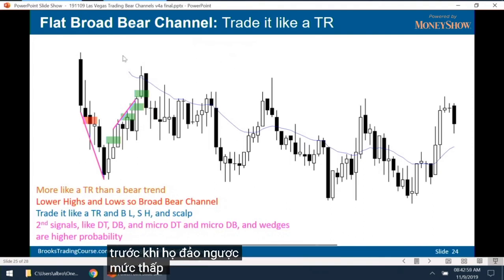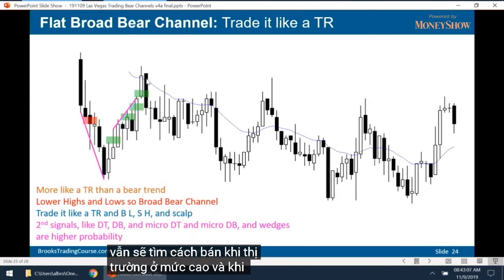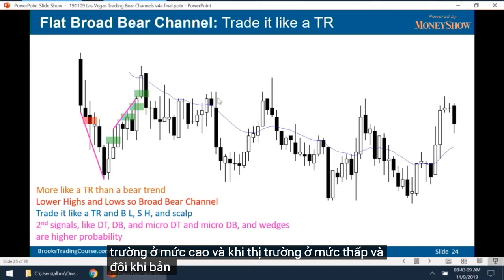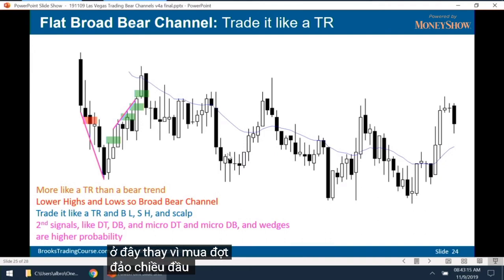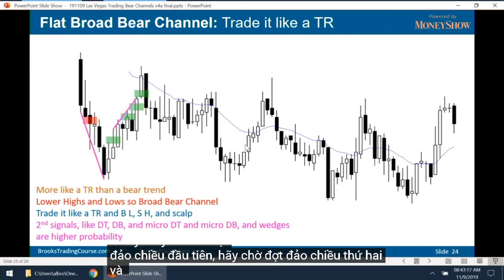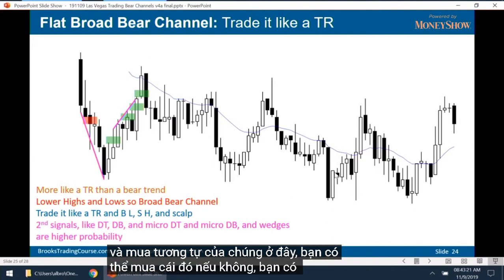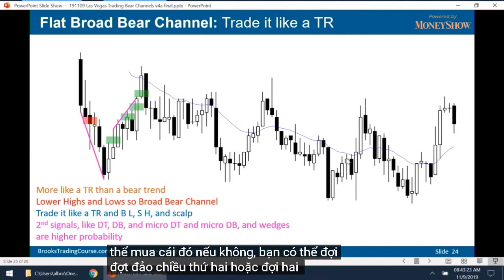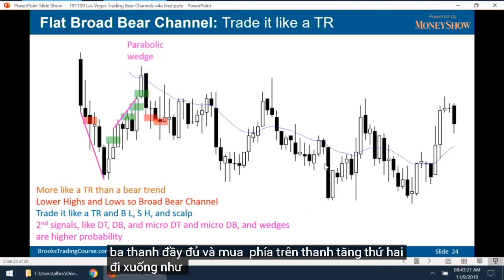Lower highs, lower lows, so it's a bear channel, but I would still look to sell when the market is high and buy when it's low. And sometimes the sell-off is really strong. When that's the case, we have three bear bars here. Instead of buying the first reversal up, wait for a second reversal up and buy there. Same here. You might buy that. If not, you could wait for a second reversal up or wait for 2 or 3 bull bars and then buy above the second bull bar.